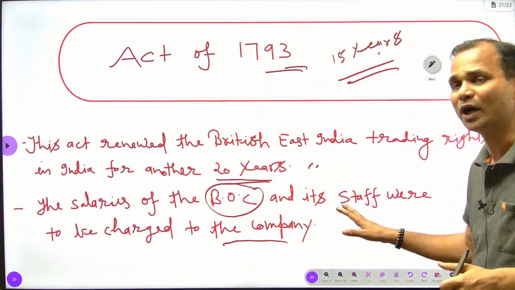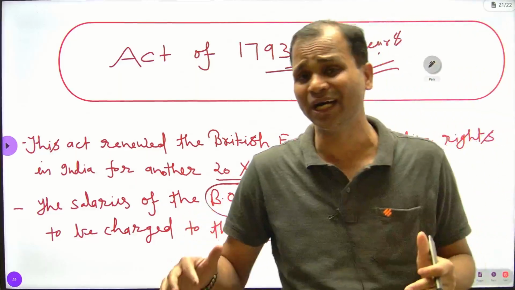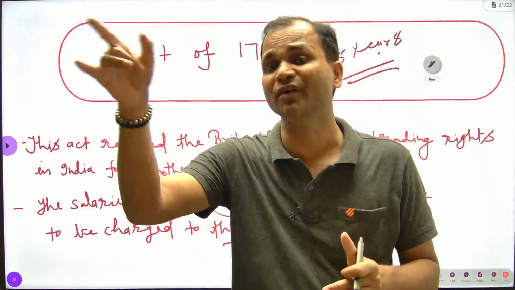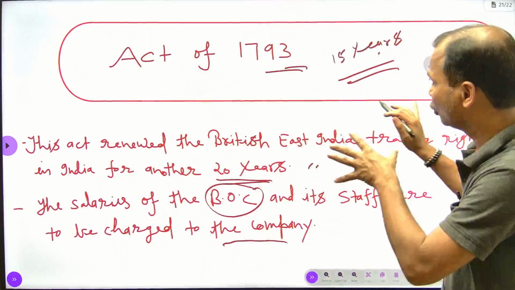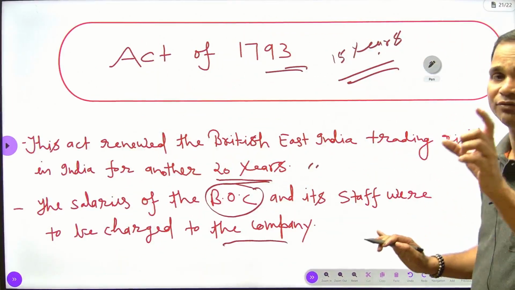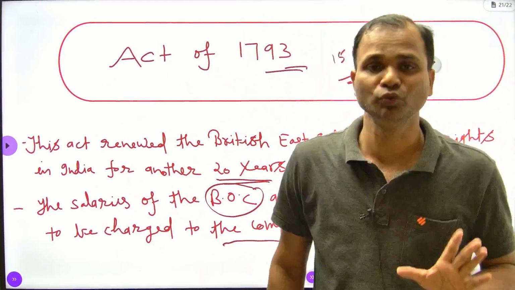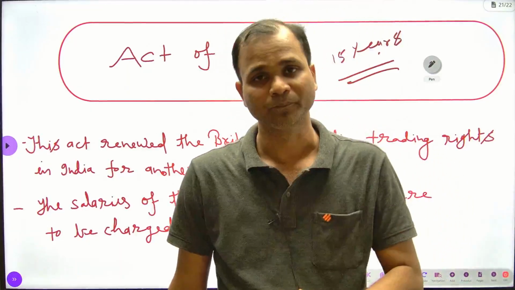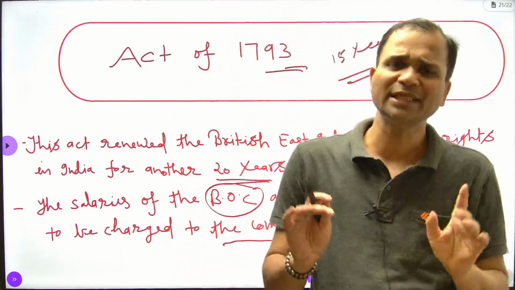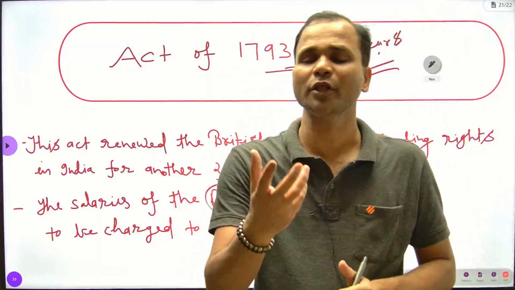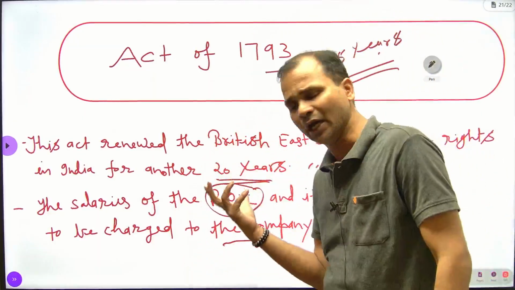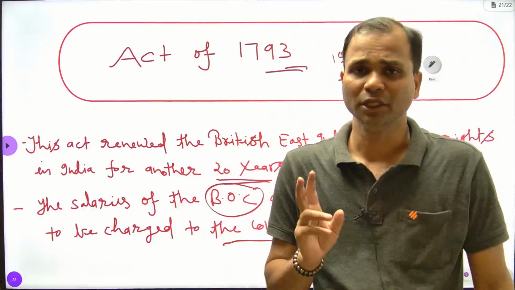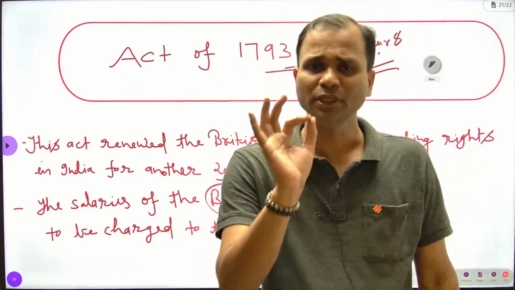because now whatever the company will earn from India, it will give as salary from India to the Board of Control members. So you have realized very well the importance of these two acts, the 1786 Act and the 1793 Act. These acts are not very tough. The provisions of these acts are not very tough. You can understand them very easily. I will describe them in a few points.